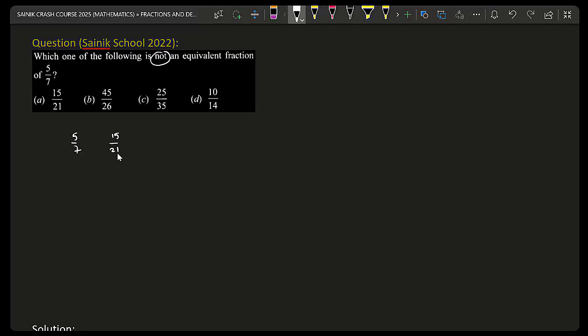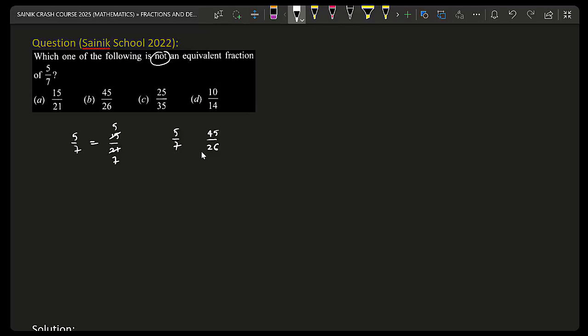Both 15 and 21 are divisible by which number? Sir, 3. So you can do cuttings now. 3 5s are 15, 3 7s are 21. Now we got them equivalent fractions or not. Yes, sir. Similarly, you check option B, 5 by 7 and 45 by 26.